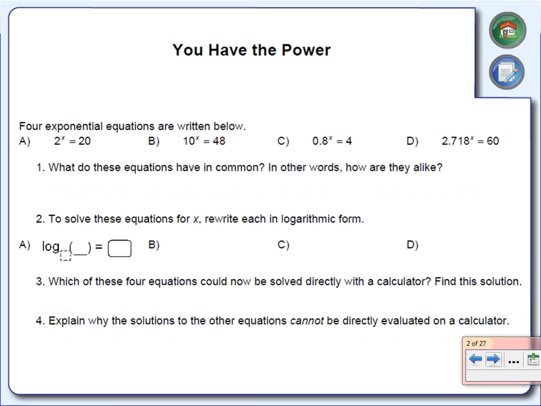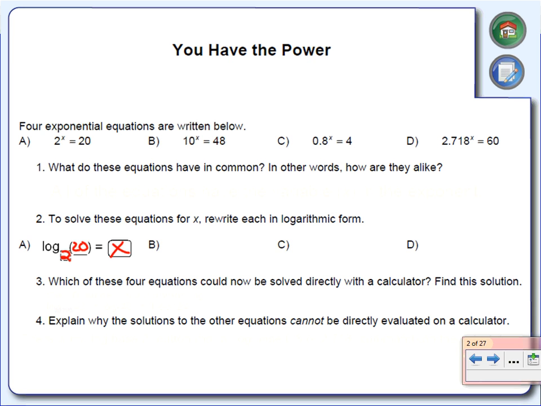So what we're going to be looking at today is how to solve equations like this. Now, on number 2, we're going to rewrite each of these exponentials in the form of a log, which we did last week. You should be familiar with that already. For example, the first one, a, 2 to the x power equals 20. How do I write that in the form of a log? Log, what's the base going to be? 2. What's the argument, or inside the parentheses, going to be? 20, and it's going to equal x.